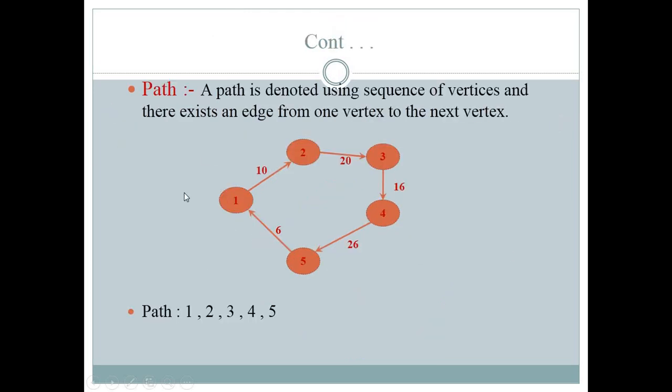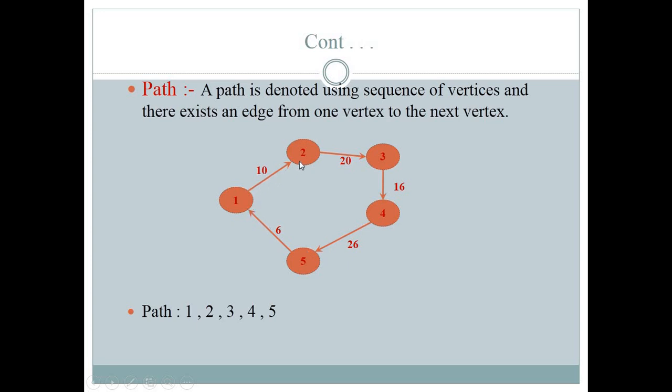Now let's talk about what a path in a graph is. A path is denoted using a sequence of vertices, where there exists an edge from one vertex to the next vertex. So here we have nodes, or we can say vertices, 1, 2, 3, 4 and 5.